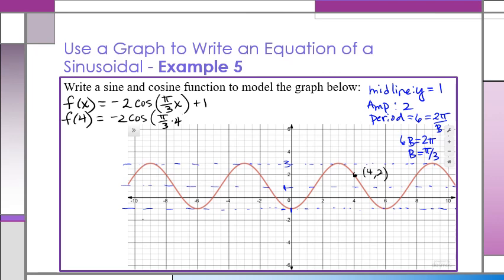I'm going to run out of room, but let's see. -2 times the cosine of 4 pi over 3, plus 1. So what's the cosine of 4 pi over 3? I think that is -1/2. So -2 times -1/2 plus 1 is going to give me 1 plus 1, or 2. So it checks.